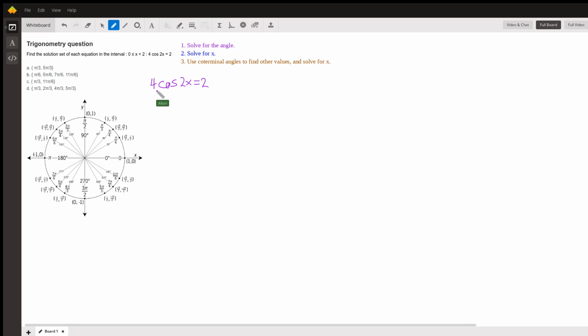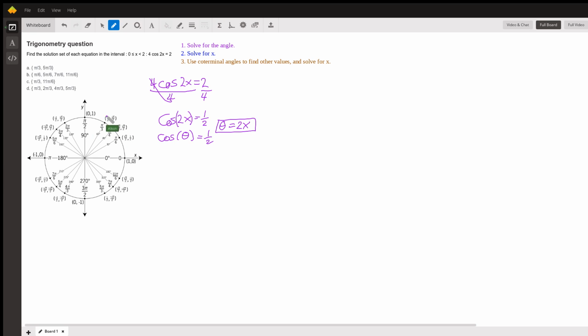So starting off, 4 cosine 2x equals 2. We're going to divide both sides by the coefficient 4. And we get cosine 2x equals 1/2. And if I look here at 2x, I'm going to think about that as just an angle like theta, making the substitution that theta equals 2x. And that should look familiar to you: cosine of theta equals 1/2.